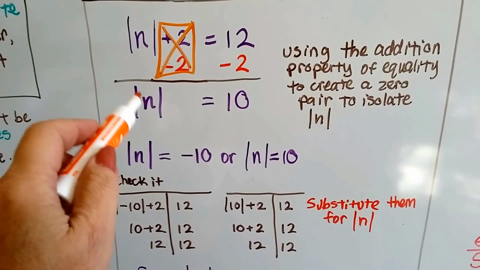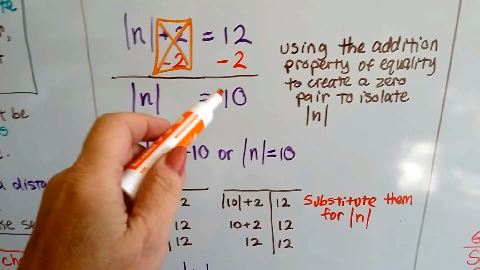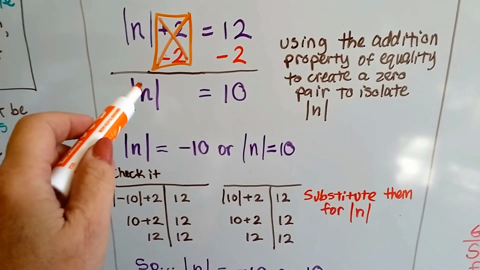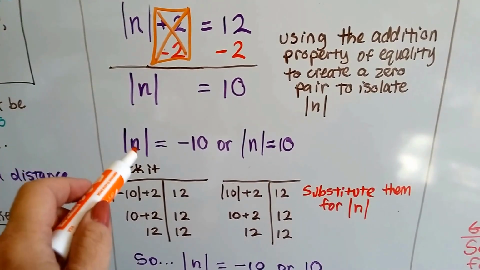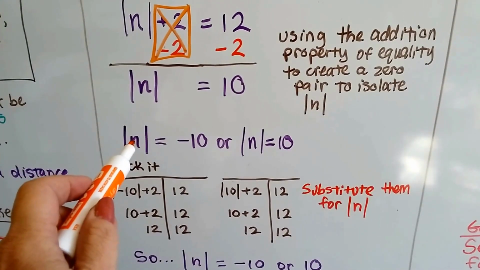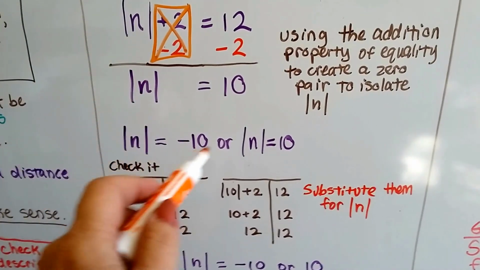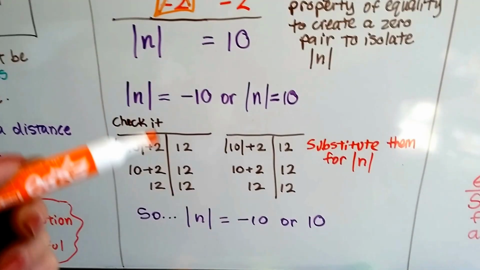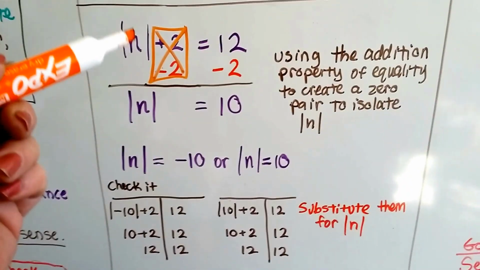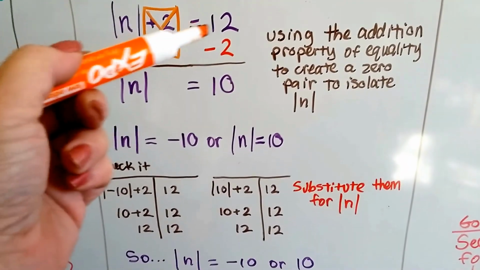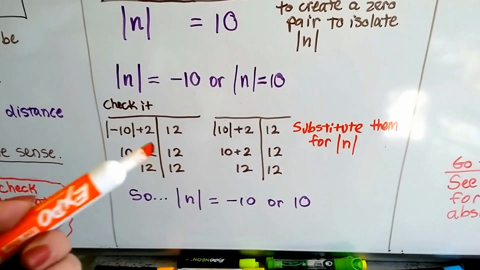But we don't know what was originally inside of here. All we know is that it's 10 units from 0. This could have been a negative 10 or a positive 10. So we write that n could be a negative or positive 10 because we don't know what it originally was. We only know its distance from 0. And we can substitute it into this equation, the absolute value of n plus 2 equals 12, to see if it works, and it does.